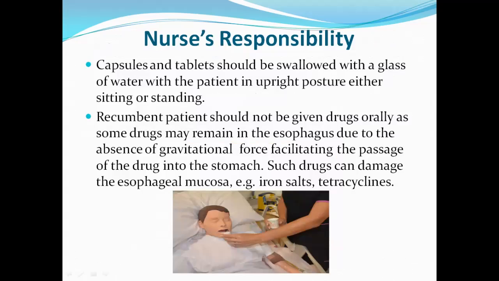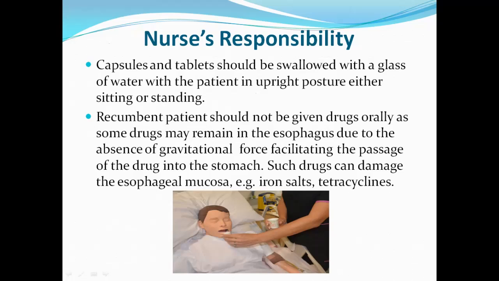Moving on to the nurse's responsibilities when you are giving the medications through the enteral or oral route, the capsules and tablets should be swallowed with a glass of water with the patient in upright posture, either sitting or standing. This is very, very important. The person has to be in upright posture, either in sitting or standing position.